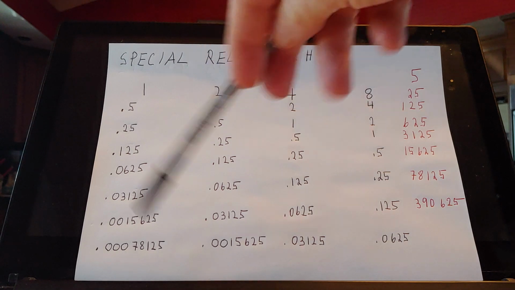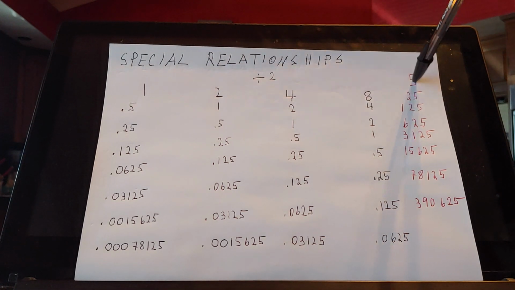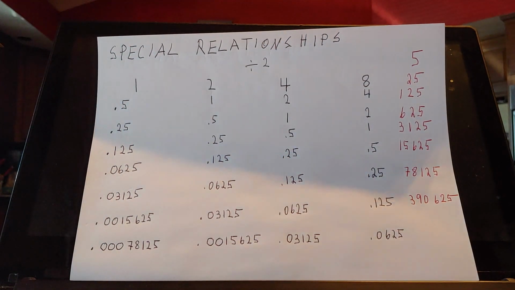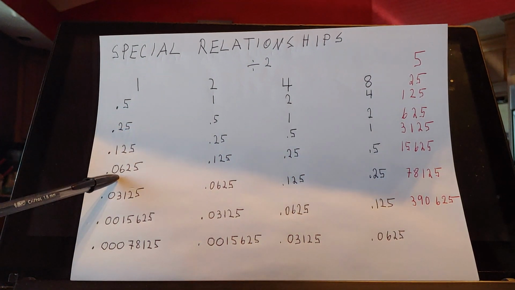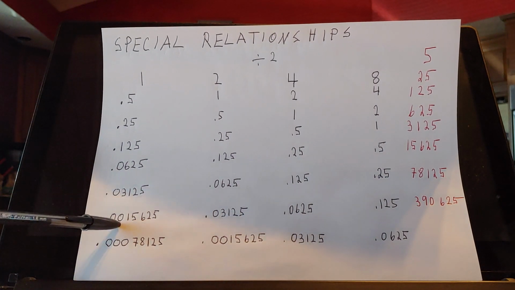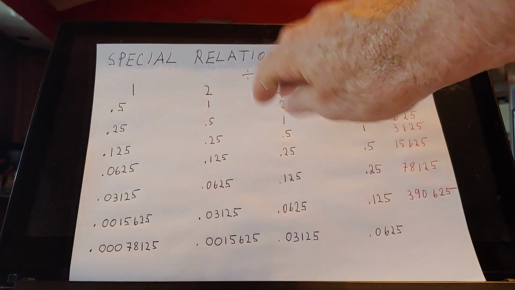But these codes are the same code as when we multiply the number 5. 5 times 5 is 25, times 5 is 125, times 5 is 625, times 5 is 3125, times 5 is 15,625, and times 5 is 78,125.